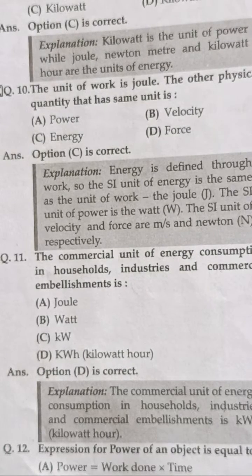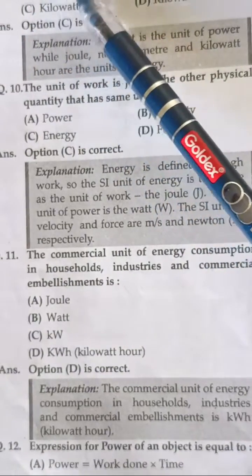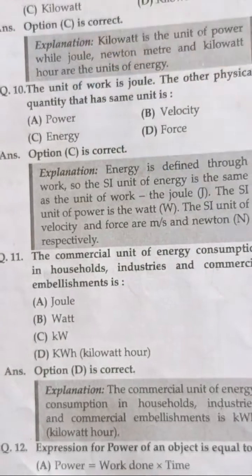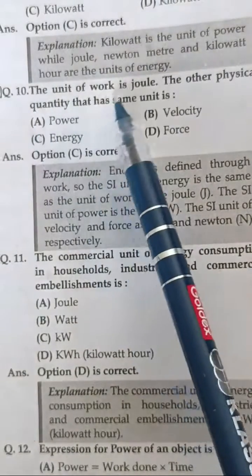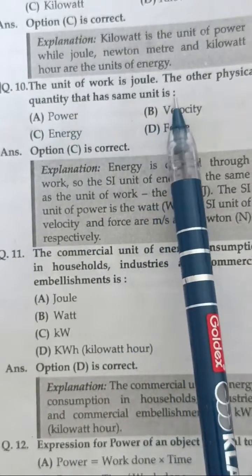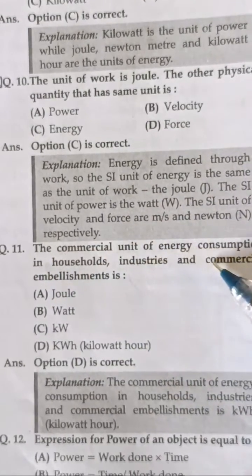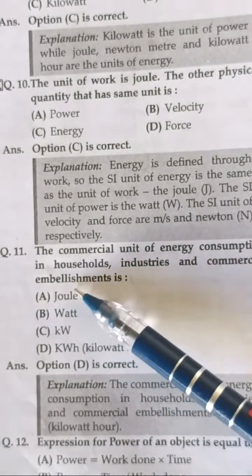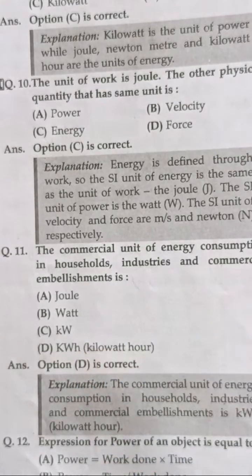Now question number 9, which one of the following is not a unit of energy? So answer is C, kilowatt. The unit of work is joule. The other physical quantity that has the same unit is energy. The commercial unit of energy consumption in households, industries and commercial establishments is, answer is D, kilowatt hours.